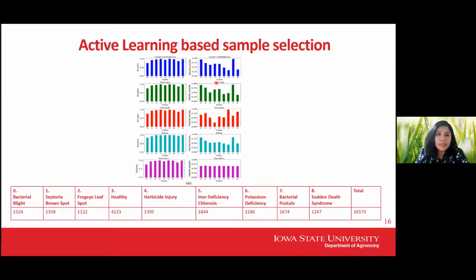In this case, you can see that when we use the least confidence method, it is selecting samples from the least accurate classes. Class 0 is bacterial blight, and class 7 is bacterial pustule. You can see the accuracy for these two classes is low. So our active learning method is selecting more samples from class 0, which is bacterial pustule, and more samples from bacterial blight. This confirms that active learning is selectively selecting samples, so that with fewer samples we can train a robust model which has higher accuracy, like 84% in this case.